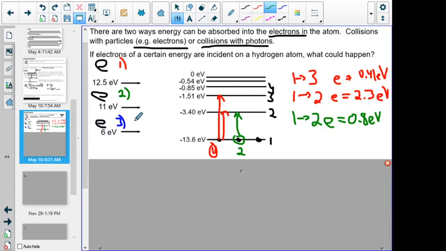Now what about electron number three? What happens with electron number three? This doesn't have enough energy. It cannot move this electron because it needs that minimum amount, that 10.2 electron volts, to just get it out of state one. So for three, we're just going to see the electron leave with 6 electron volts of kinetic energy. Even if it hits this electron, it's going to rebound off it completely elastically. It's going to keep all its energy. This electron's just going to stay there. Okay? Does that make sense? Any questions about that?